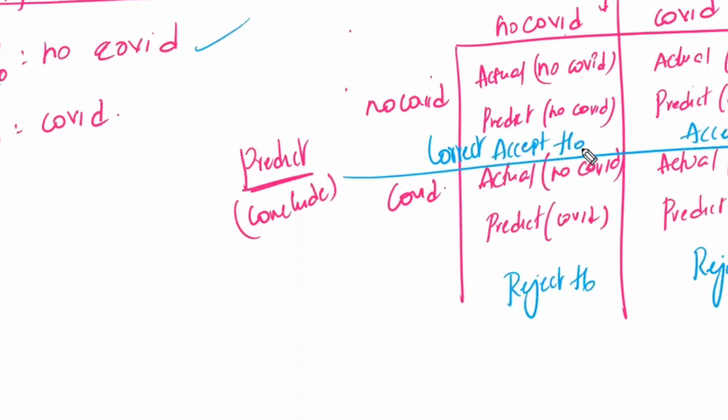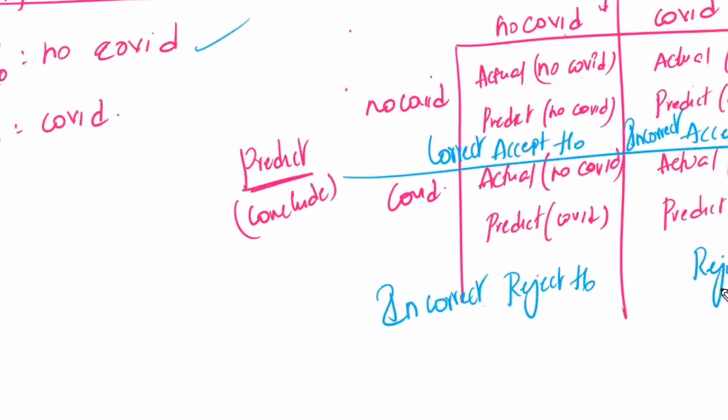Correct acceptance of H naught. Incorrect acceptance of H naught. Incorrectly you have accepted H naught. Actually, you should not accept H naught, but you have accepted it incorrectly. Wrongly, you have accepted. Incorrect acceptance of H naught. This one is called incorrect rejection of H naught. Incorrectly, you have rejected the H naught.